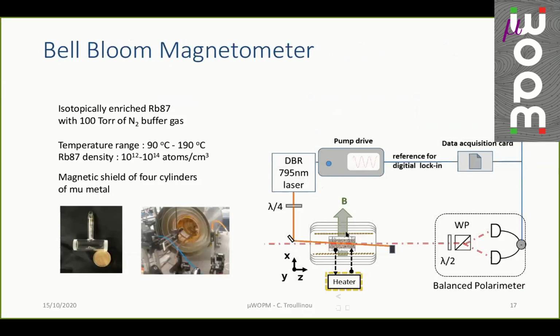The heart of the magnetometer consists of a rubidium cell of 3 centimeters, rubidium-87 with 100 torr of buffer gas. We have a heater that allows us to go to 190 degrees, which corresponds to 10^14 atoms per centimeter cubed. And for the magnetic field, 4 mu-metal sheets for magnetic field shielding.